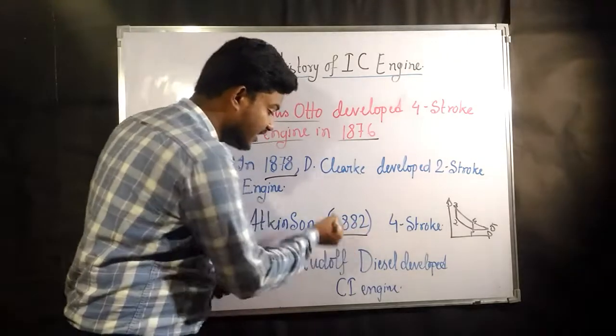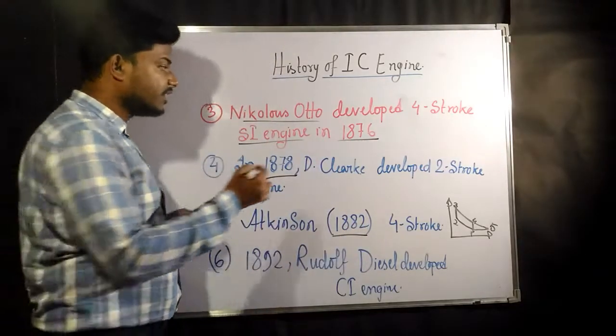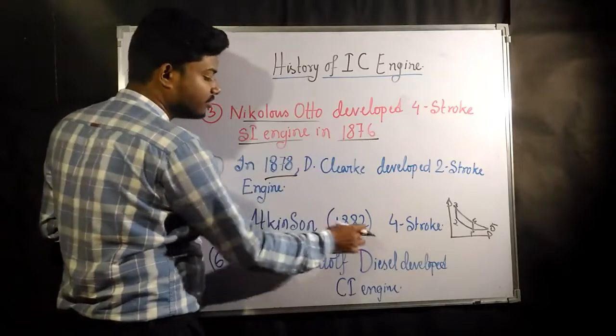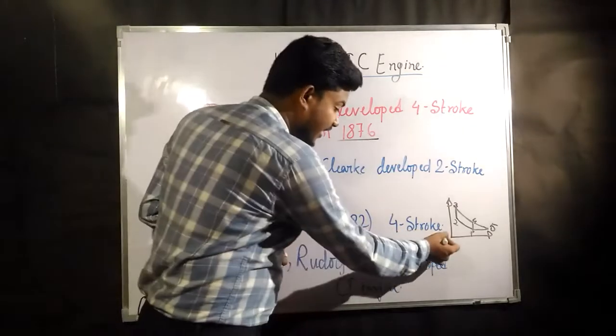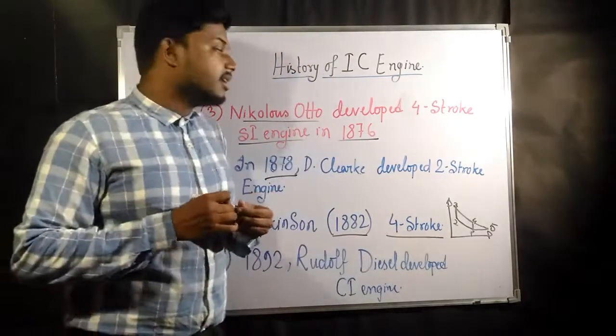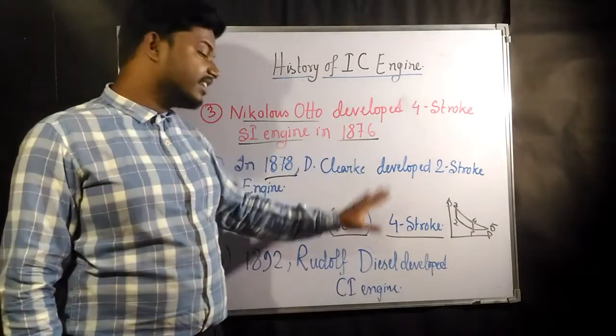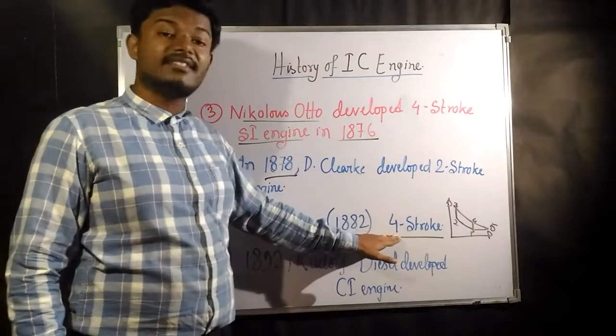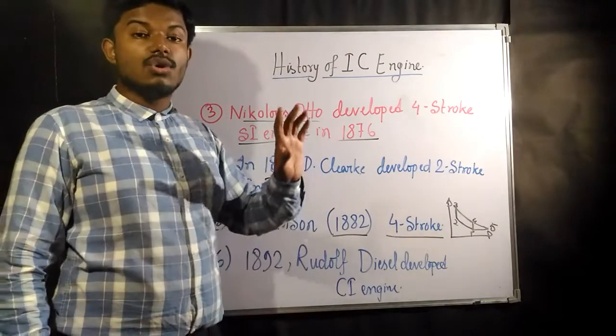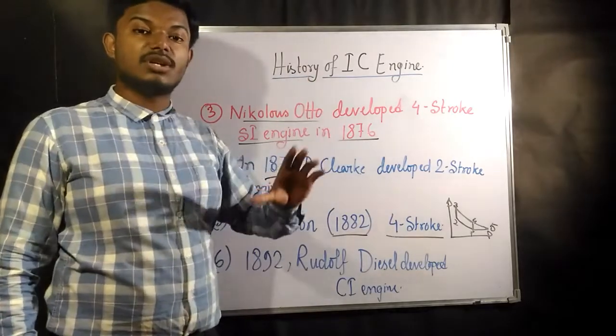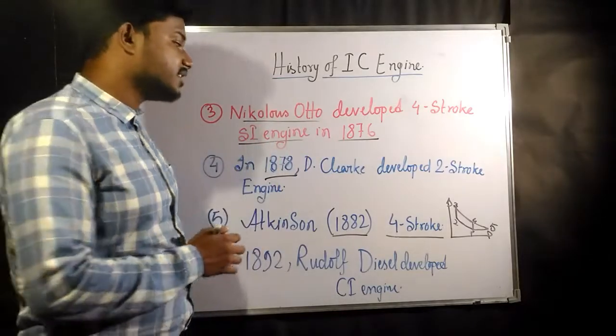Then Mr. Atkinson in 1882. The Otto engine was in 1876 and this one in 1882. He again developed a 4-stroke engine, and Nicholas Otto had also developed a 4-stroke engine. But what is the difference? Atkinson developed a 4-stroke engine which has an expansion ratio greater than its compression ratio.